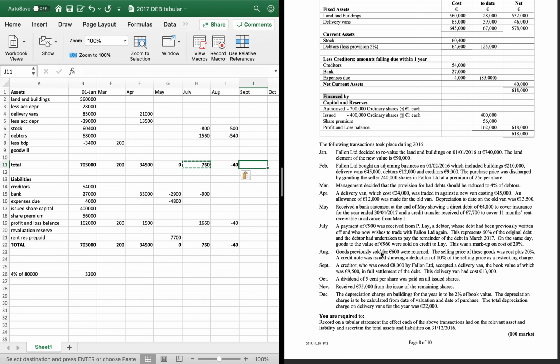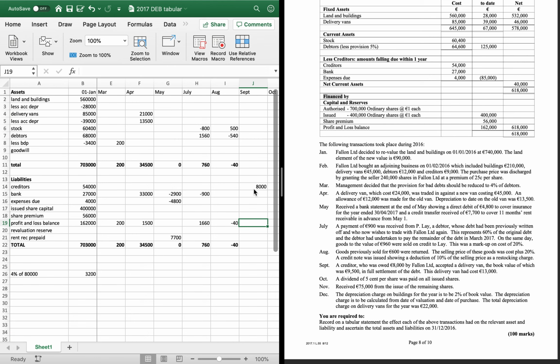September next. Sorry, a creditor who was owed 8,000 by Fallon accepted a delivery van with a book value of 9.5. So easy enough straight away. Creditors goes down by 8,000. Doesn't owe us the money anymore. We're making a, well, we'll see what's going to happen.